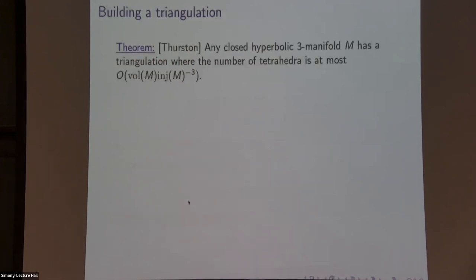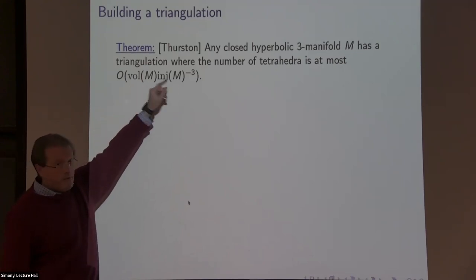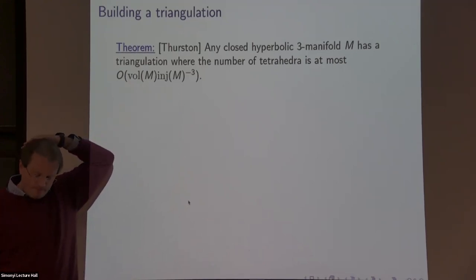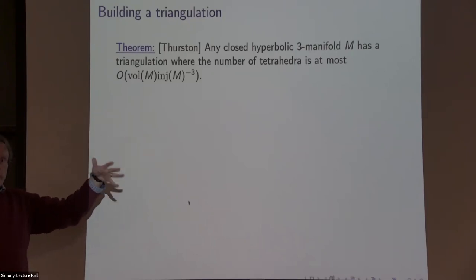Another part of the story is building a triangulation of your hyperbolic manifold. So this is a construction that goes back to Thurston and Jørgensen, I should really have put up there as well. It says that any closed hyperbolic three manifold can be triangulated where the number of tetrahedra is bounded geometrically in terms of the volume and the inverse cube of the injectivity radius. Thurston didn't actually state it this way, but this is what the construction gives.